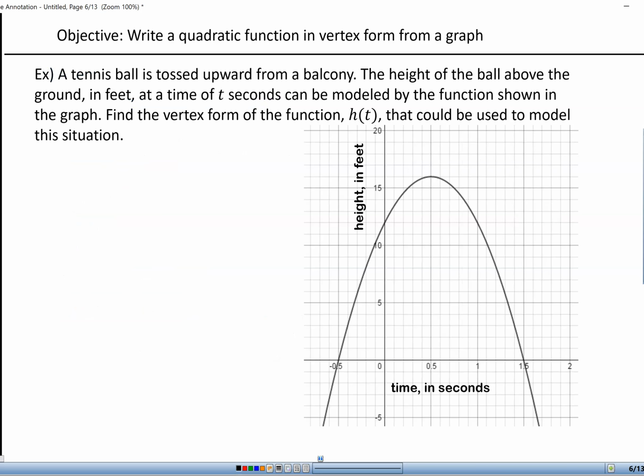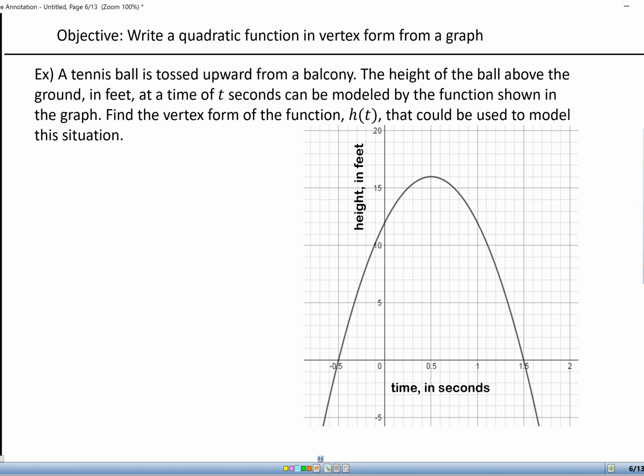All right, so now we're going to do the same thing, but we have some context. But the math itself does not change. It's just that when we're all done, our vertex form uses variables that are appropriate to the context. So that's the thing that I see most people make a mistake with here, is that they use x and f of x, and they should be using the variables that are in the context description.